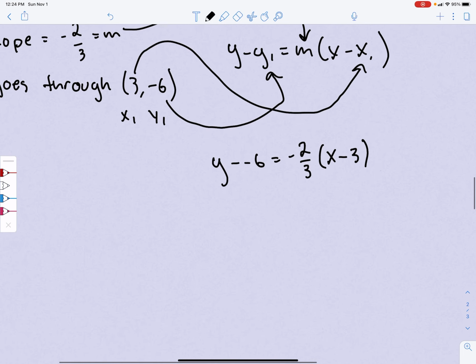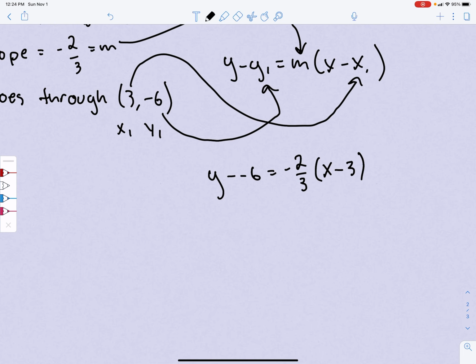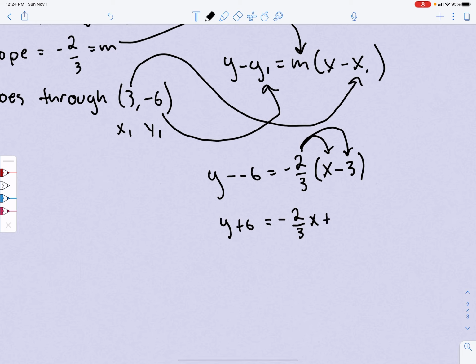Now, I'm going to go ahead and start simplifying this. So we know 2 negatives equals a positive, so that's y plus 6 is equal to, I'm going to take this negative 2/3 and distribute it because it's right next to parentheses. So negative 2/3 times x would be negative 2 over 3x. And then negative 2/3 times negative 3 would be positive 2.